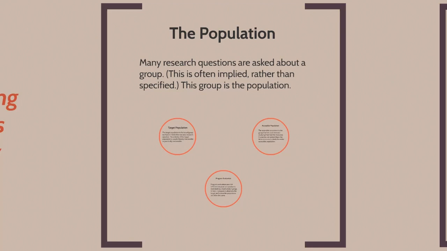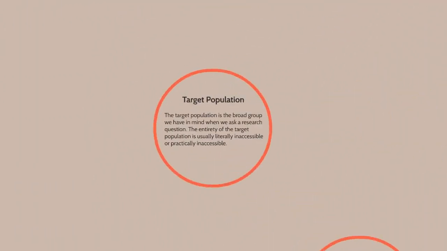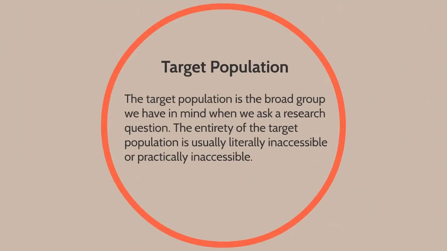Who would it be? It would be anyone who's learning to read, correct? So even though we do not specify a group, there is one there, and we call this group the population. Research questions are asked about a group, even though that group is often implied. The group that is implied is called the target population. That's the broad group we have in mind when we ask a research question.